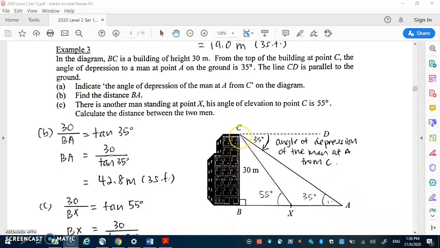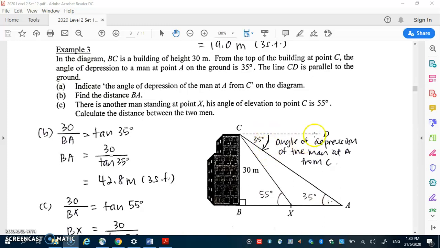And angle of depression from the top of the building C, which is over here, is 35 degrees. So we will draw a horizontal at C over here, right? We will draw a horizontal like that, CD, and the line of sight is over here, CA. Angle of depression is the angle between the horizontal and the line of sight, which is over here. So 35 degrees over here.